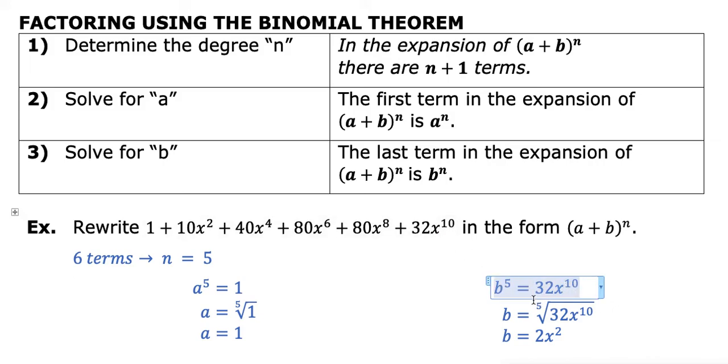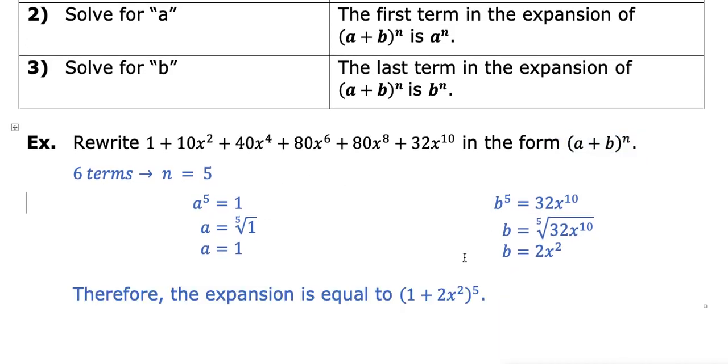That's this term. So the same process, the fifth root. And in this case, we're going to have to do this in parts because this is a numerical value. 32, the fifth root of that is equal to 2. You might want to check on your calculator to make sure that you are capable of doing that calculation. Next, x to the power 10. As I mentioned, the rational exponent. This is like x to the 10 over 5, and the exponent 10 over 5 is equal to 2. So therefore, we have all the components of this factored form that we need. A is 1, b is 2x squared, n is 5. Okay?